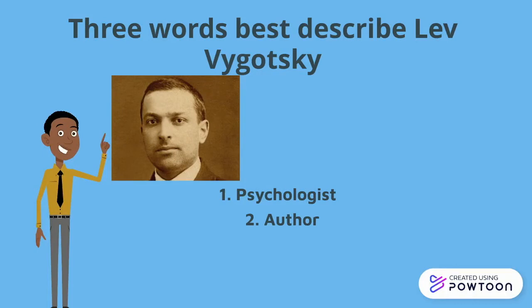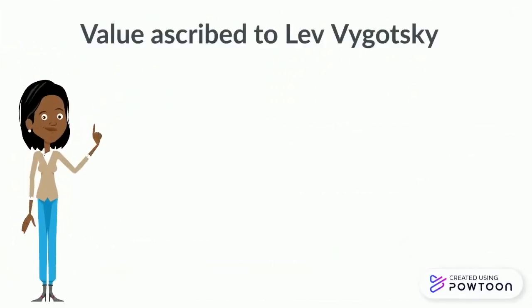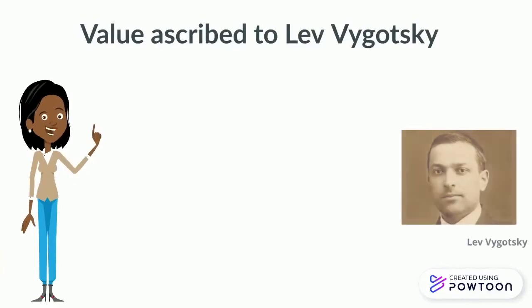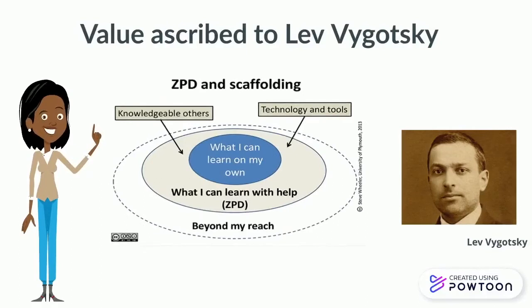Number 3, determined or focused. Having suffered tuberculosis, he still focused on his research. He completed a dissertation in 1925 on the psychology of art, but was awarded his degree in absentia due to an acute tuberculosis relapse. The main value ascribed to Vygotsky is the zone of proximal development, which is abbreviated as ZPD.